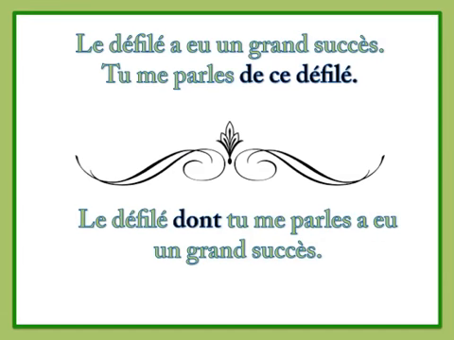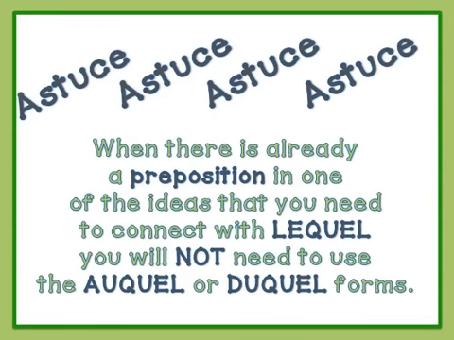For example, le défilé a eu un grand succès. So the fashion show had a lot of success. Tu me parles de ce défilé. You're talking to me about this défilé. D'accord? De plus a noun. De plus ce défilé. So we have to use dont. Le défilé dont tu me parles a eu un grand succès, which means the fashion show that you talked to me about had a lot of success. D'accord.